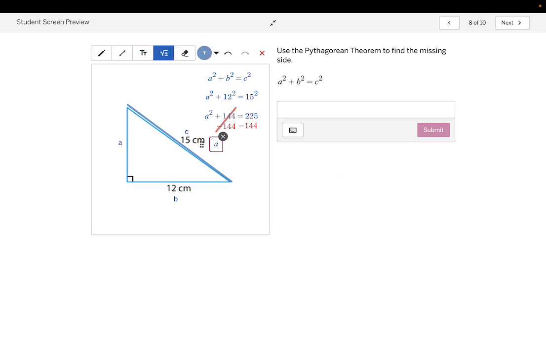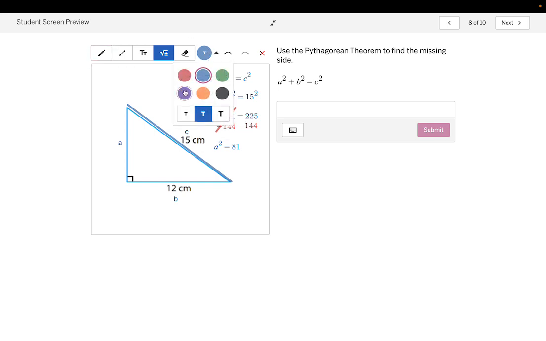And then the a squared, I bring that down. The 144s cancel each other out. And then 225 minus 144 should leave me with 81. Let me double check that. Yeah, 225 minus 144 is 81. Now we have something that looks similar to slide 7: a variable squared equals 81. I want to solve just for a in this case.